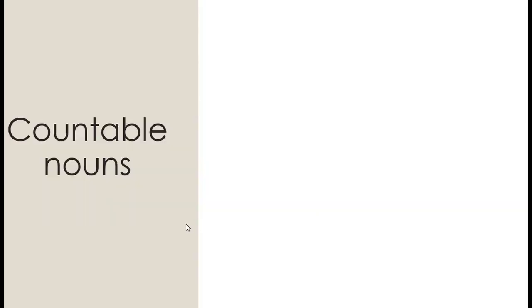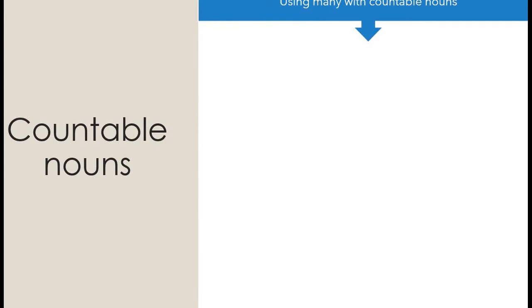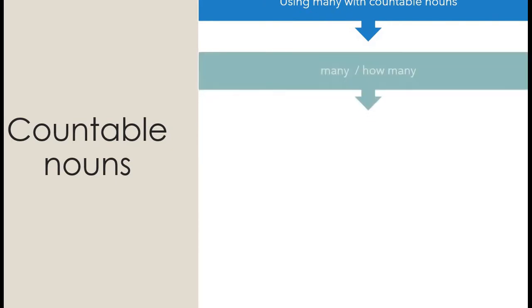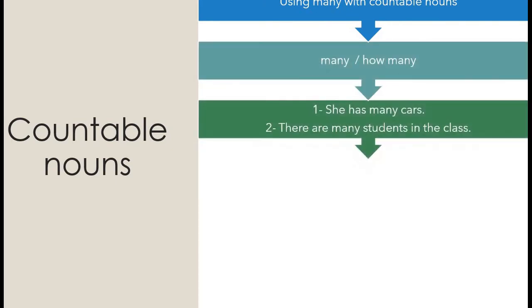Now, countable nouns with how many. We can use many with countable nouns, or how many. Look at these examples. She has many cars. Look at this noun, car. We use cars because we are talking about more than one. We use it to say she has many cars. This means that she does not have just one car. She has two or three or four cars, but we don't know how many.